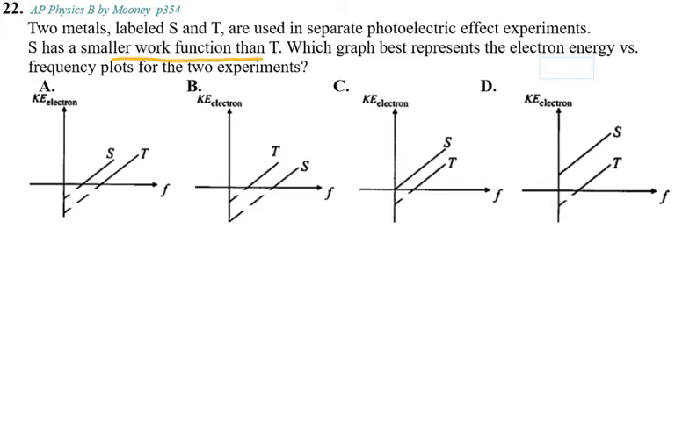I know that S will have, so the work function, right? It's the minimum energy coming from the photon just to rip off the electrons, and that is equal to h times the frequency. So it has a smaller cut-off frequency as well. So S has a smaller cut-off frequency. So I see this one has a smaller cut-off frequency.